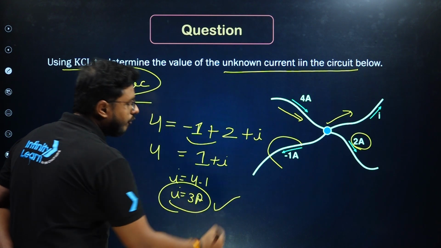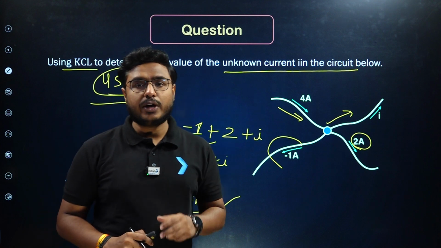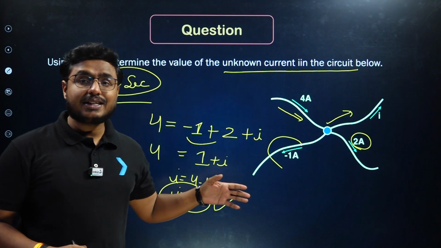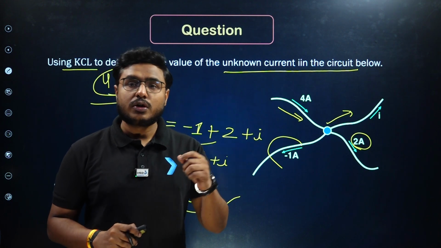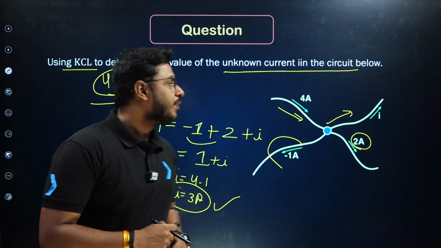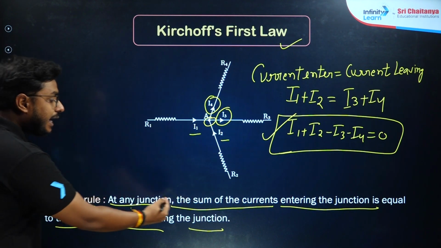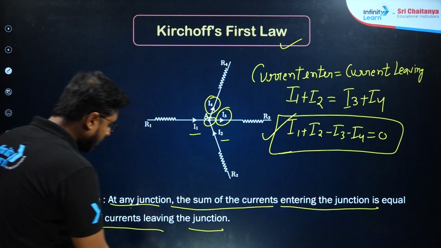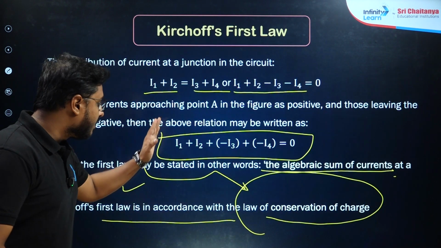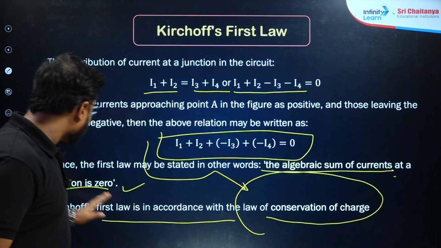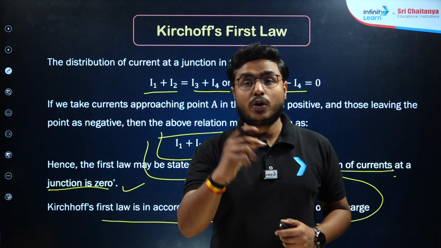The units are very, very important. So that is the first law of Kirchhoff, also known as Kirchhoff's current law, the junction law, and Kirchhoff's first law. To sum up, at any junction the sum of the currents entering the junction is equal to the sum of the currents leaving the junction, which also means that the algebraic sum of current at a junction is equal to 0. And it is based on the conservation of charge.